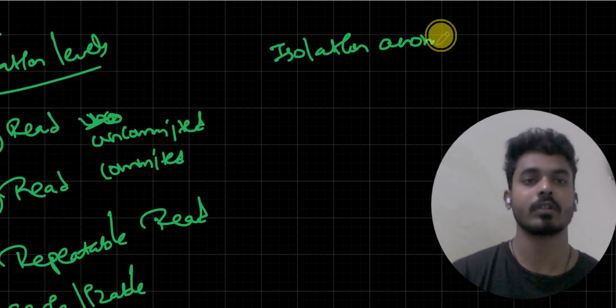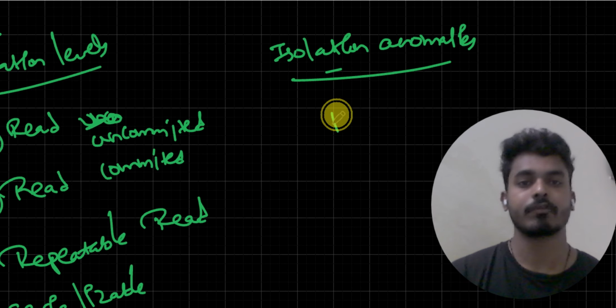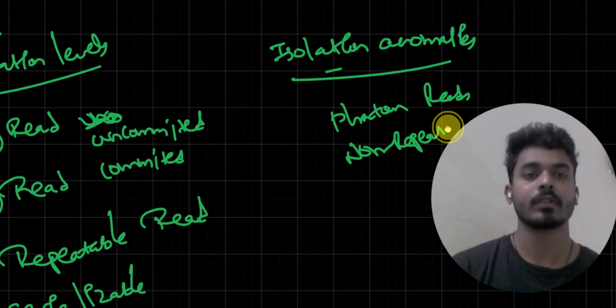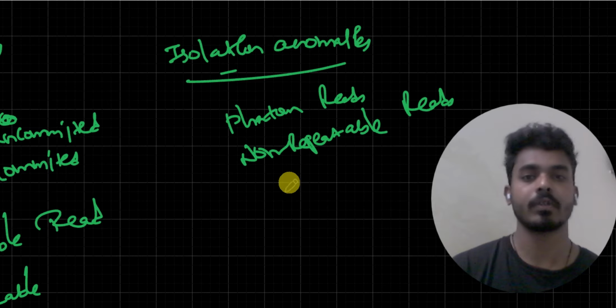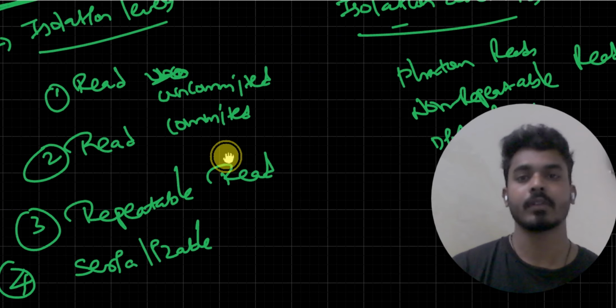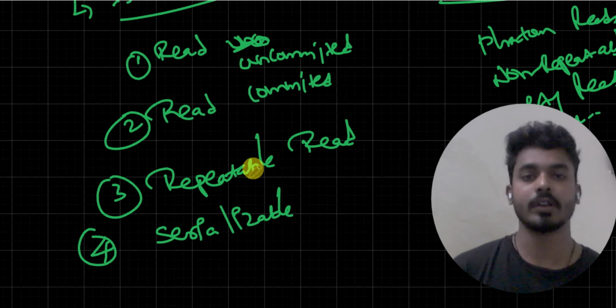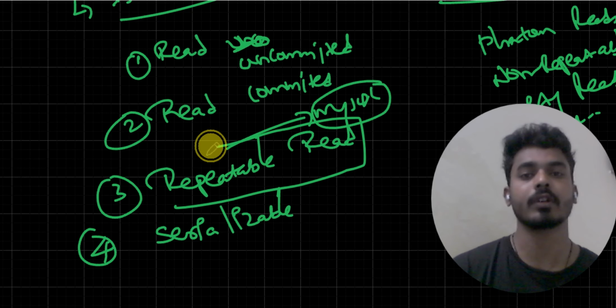We will also cover isolation anomalies, for example phantom reads, non-repeatable reads, dirty reads, etc. For example, in MySQL, the default isolation level is repeatable read.